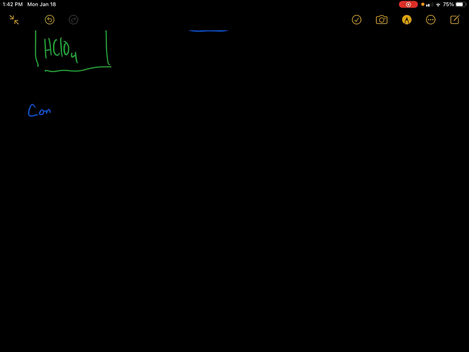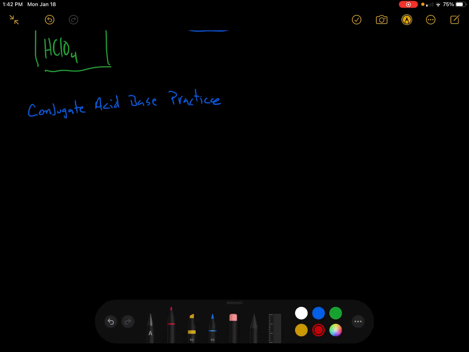All right, so let's do some conjugate acid base practice. In order to recognize these, what you're looking for, simply put, is going to be your hydrogen ion. You're not necessarily going to look for your OH ion or your hydroxide ion, but you are going to look for your hydrogen ion.